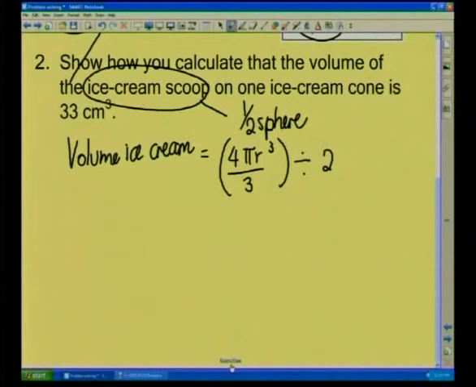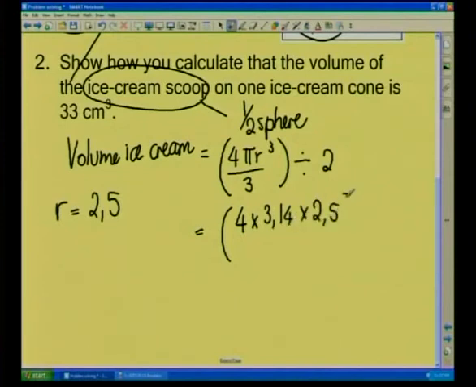The r is going to be the same as before. R is equal to 2.5 because the radius of the cone is the same as the radius of the ice cream scoop. So it's going to be 4 times 3.14 times 2.5 cubed all over 3, and then that answer divided by 2.